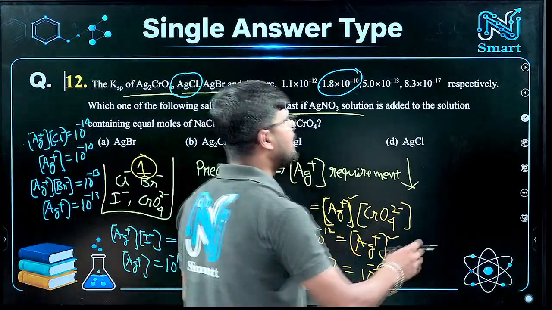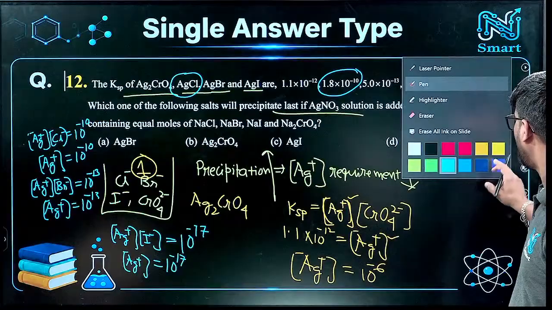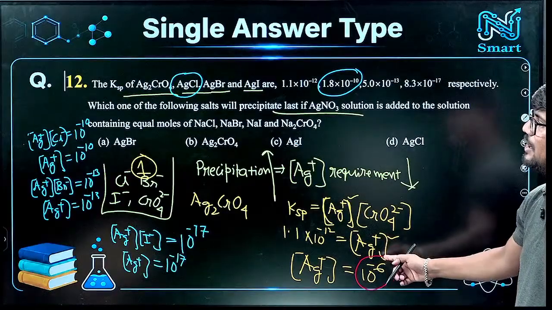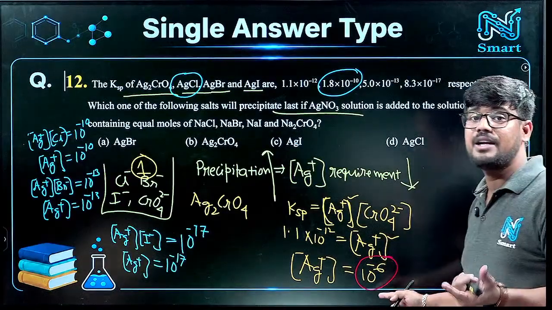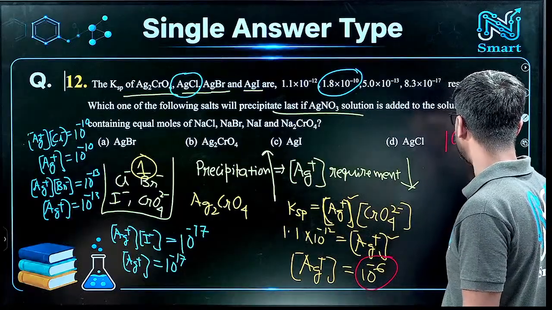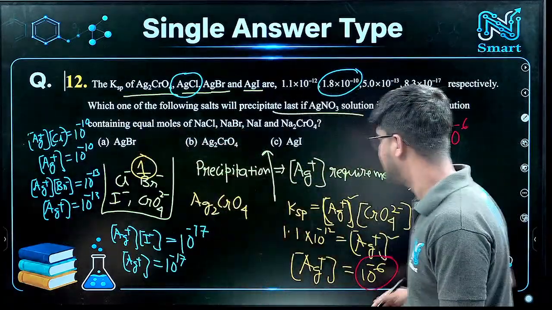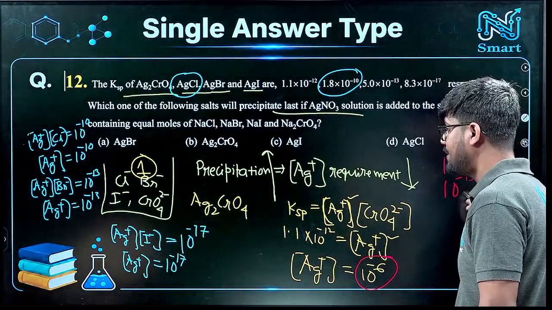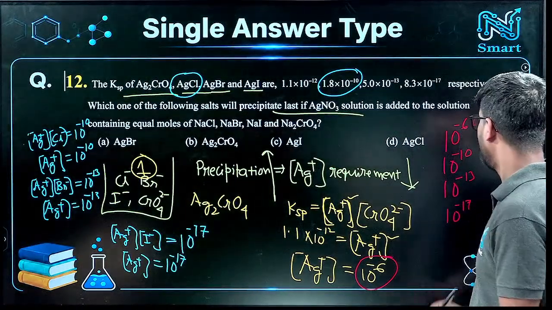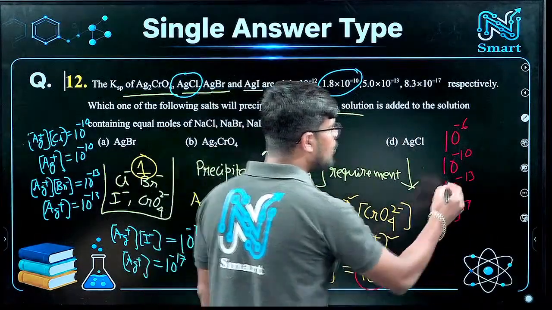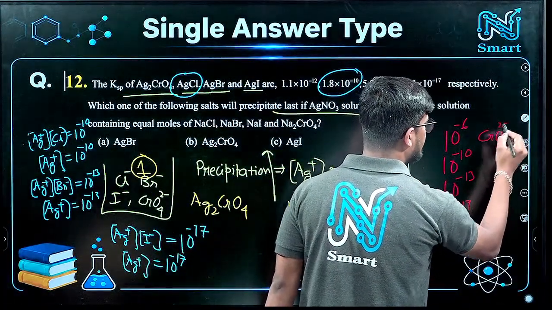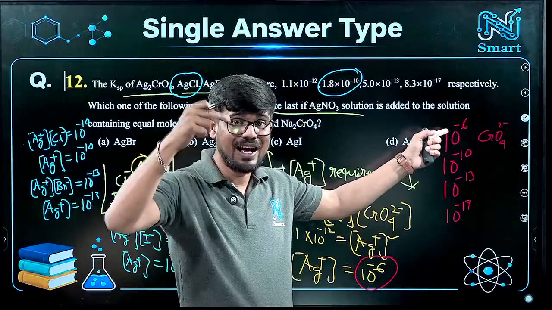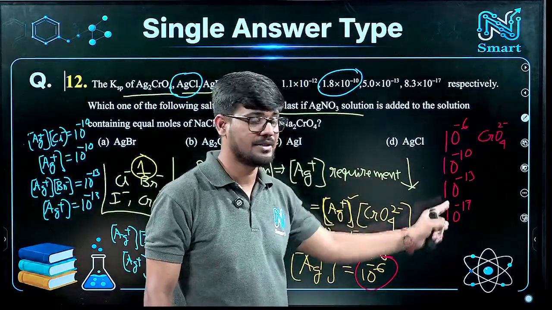Now just verify and compare all these answers. First case, 10 to the power minus 6, this is for Ag2CrO4. 10 to the power minus 6 is a higher value, right? Next, 10 to the power minus 10. Next, 10 to the minus 13. Next, 10 to the power minus 17. So for chromate, CrO4 2 minus, you need a huge concentration of Ag plus, because 10 to the minus 6 is the highest value if you compare all of these.